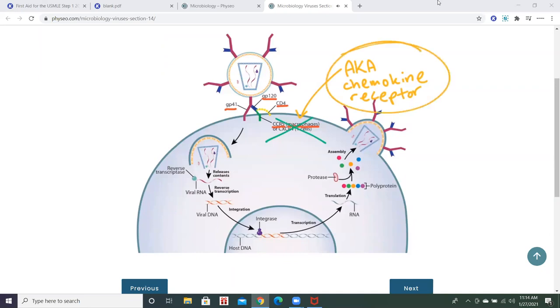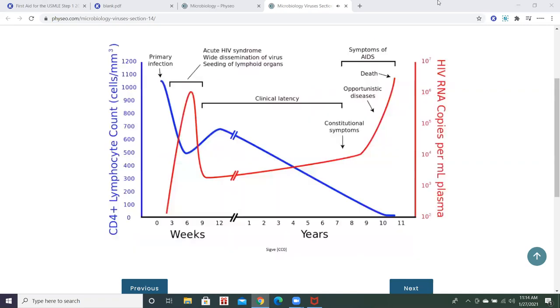All right, now that we've talked about the structure and replication cycle of HIV, let's move on to discuss the time course of untreated HIV infections. This is a great image demonstrating the time course of untreated HIV infections. The x-axis represents time, which we can see in weeks and years. And the y-axis in blue represents the CD4 count, while the y-axis in red over here represents the viral load.